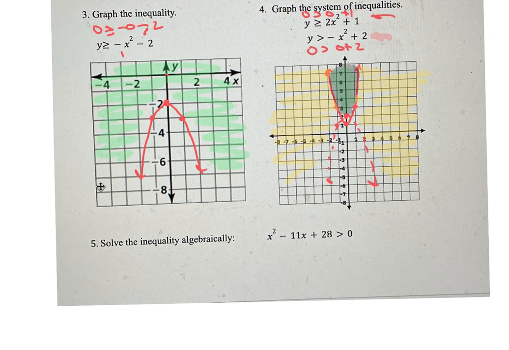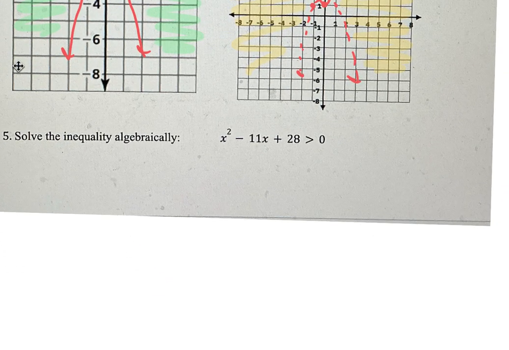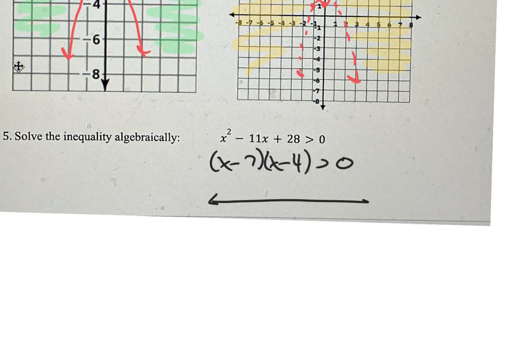All right, number 5. It says solve algebraically, which means we're going to factor. So I'm going to say x minus 7, x minus 4 here to factor that 28. What I'm going to do with the 7 and the 4, my zeros, is put them on a sign graph. I'm putting a 4 there and a 7 there. And then remember, I'm going to plug in a number to see where my positive and negative signs go.